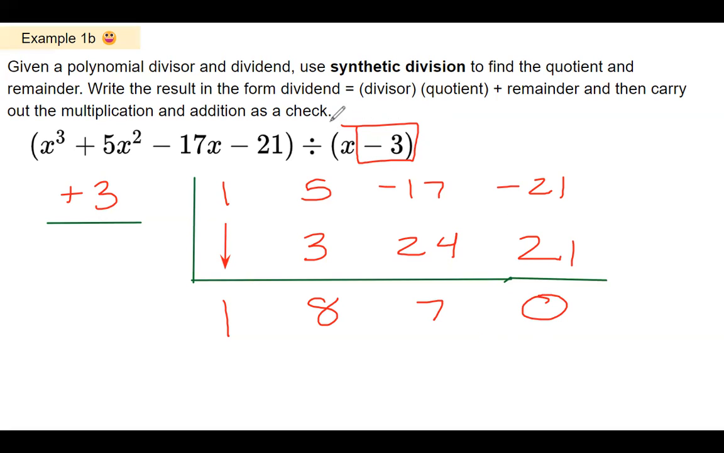Yes, it is. So 3 minus x is a factor because we have a remainder of 0. Remainder is 0. So how do I write now my beautiful polynomial?